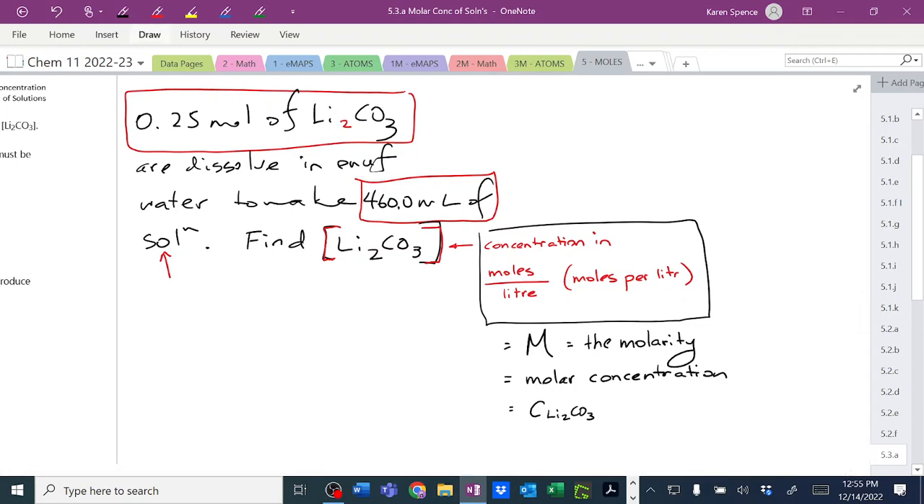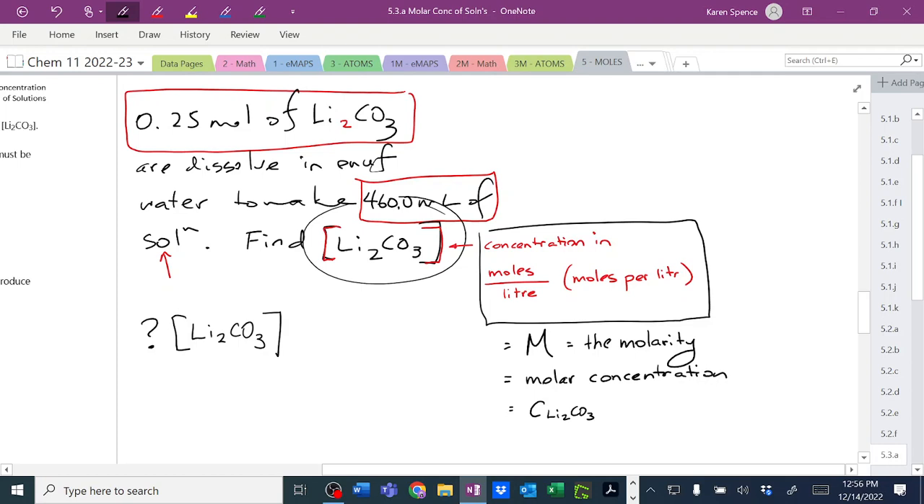So what we're going to do is we are going to write, I want to find, what's my unknown here? My unknown is the concentration of Li2CO3. So that's how I start, okay? And then what I do is I say is equal to the moles over the liters. And then I say, oh, what goes in the moles place? 0.25 moles.